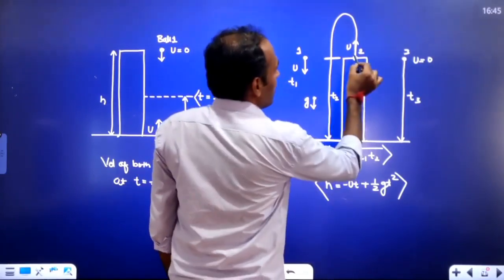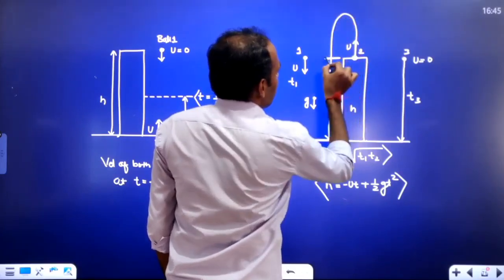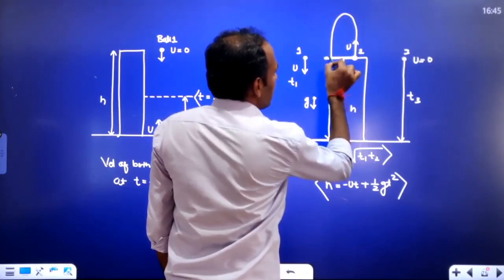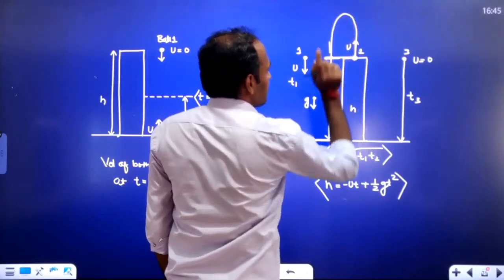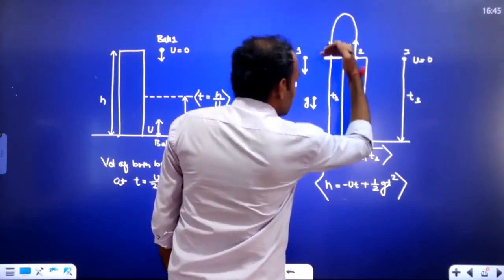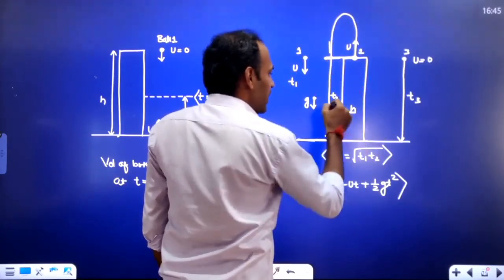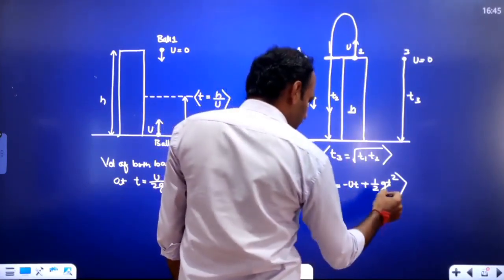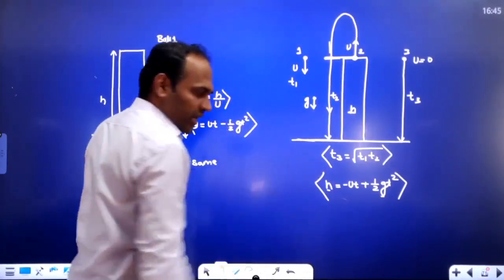Consider the displacement of the ball. If the ball starts its journey from this point, goes to a certain height and comes back to this point, the displacement of this journey is 0. The displacement is from here to here, so the height of the tower itself is the displacement. It is in the downward direction. So h and g are both downwards, and only u is upwards. That's why we have to take u negative, right?